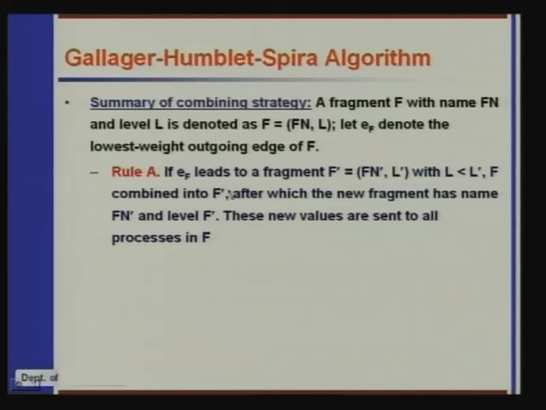There are three rules for combination. Rule A: if EF leads to a fragment F dash equal to (Fn dash, L dash) with L less than L dash, so the smaller fragment is trying to merge with the larger one, then the smaller fragment F combines into F dash, after which the new fragment has name Fn dash and level L dash. These new values are sent to all processes in F.